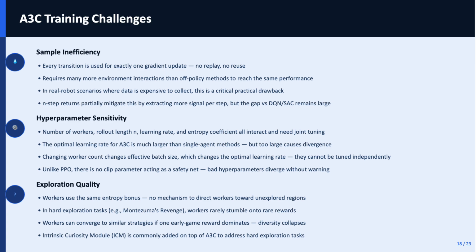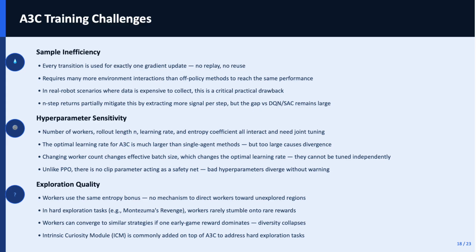The hyperparameter sensitivity arises from the coupling between worker count and learning rate. Adding more workers effectively increases the rate of gradient updates to the global network, which changes the optimal learning rate. These two parameters cannot be tuned independently. In reality, a learning rate that worked perfectly with 8 workers will often cause divergence with 32.